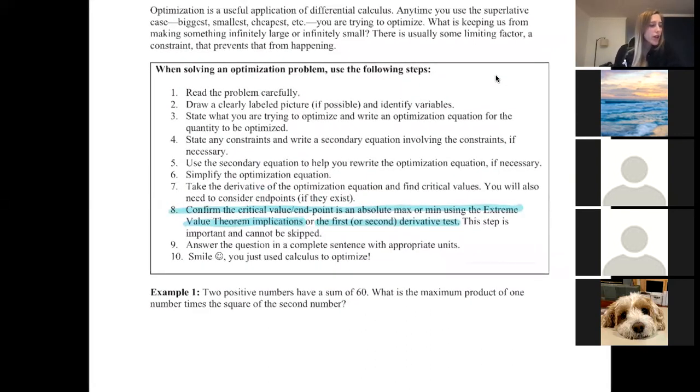So before I start example 1, does anyone have any questions for me? Okie dokie. Let's do it.